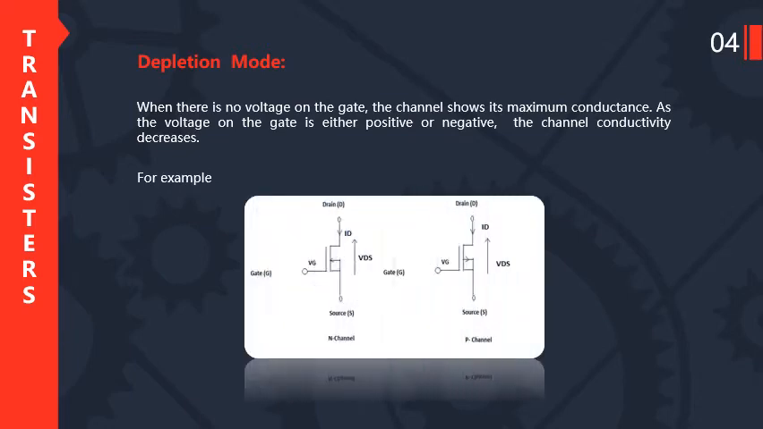For example, this is the diagram for depletion mode of the MOSFET, N-channel MOSFET as well as the P-channel MOSFET. This is the symbolic representation of the MOSFET.